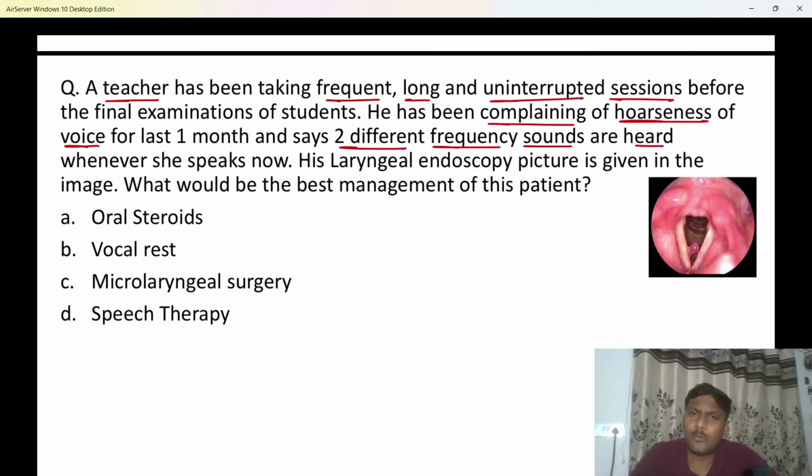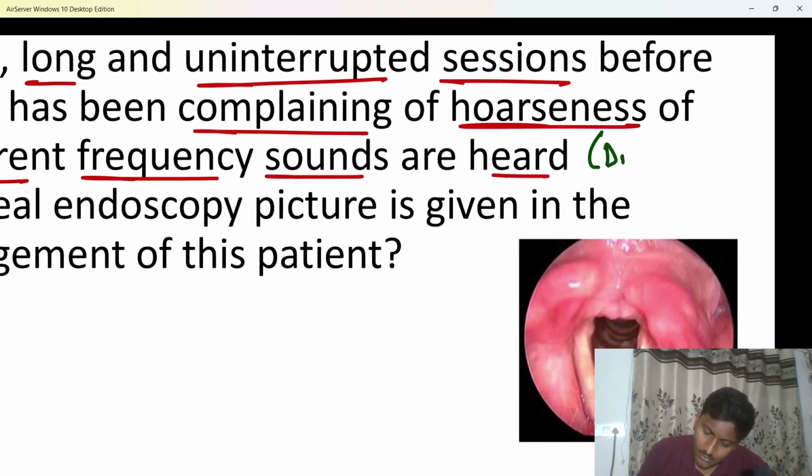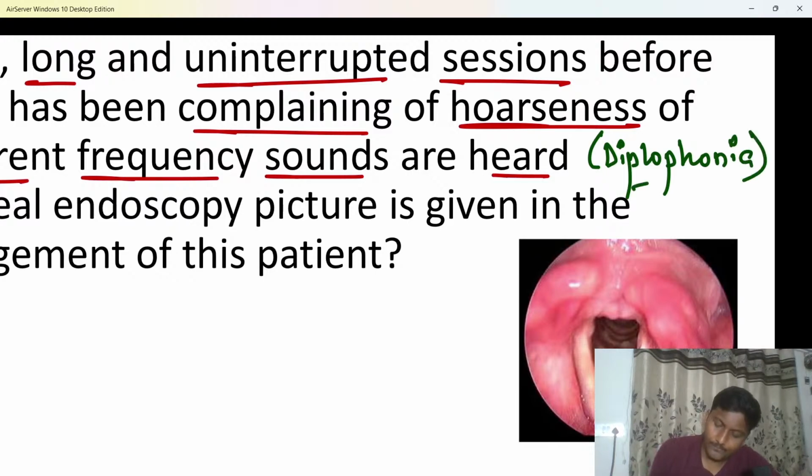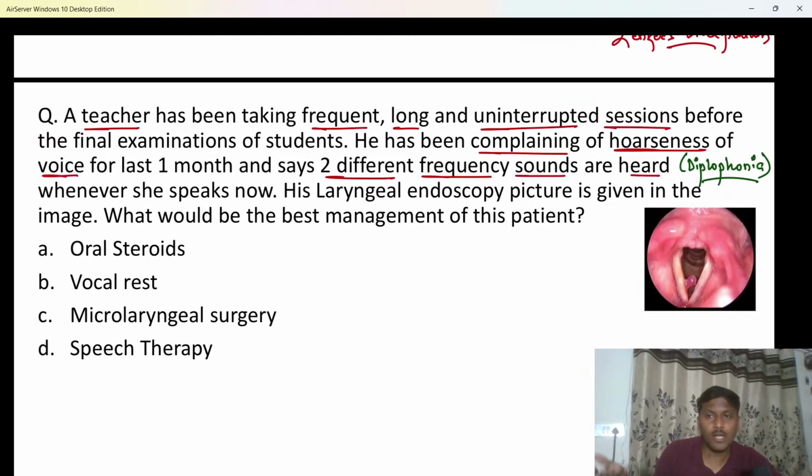What is two different frequency sound? The same person at the same point of time is able to produce two different frequencies of sound. Okay, different frequency sounds are heard from the same person. That is what is called diplophonia. This symptom of the patient, when two different frequency sounds are heard from the same patient, is called diplophonia. Right, double vision is called diplopia, isn't it? So just like that, double frequency sounds is called diplophonia.